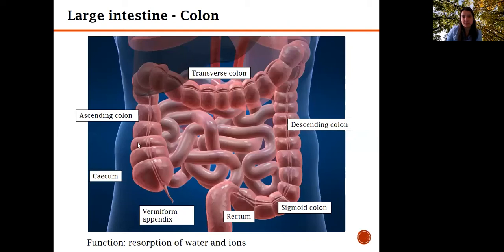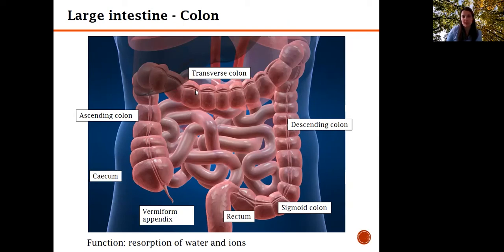After the ileum, in the right iliac fossa, or right iliac region, the small intestine continues in the large intestine. It will start with the cecum. The cecum has a small appendage called the vermiform appendix, which is approximately 8 centimeters long, and it's hanging from the cecum. And then the cecum will go upward in the ascending colon.